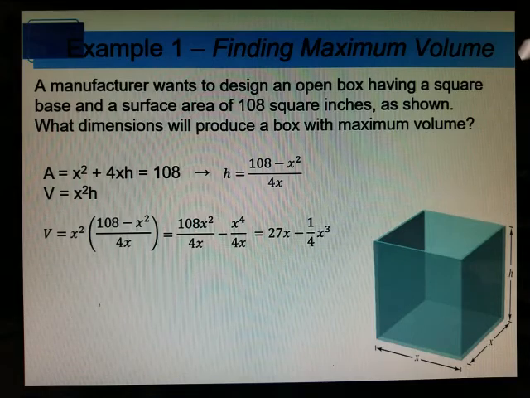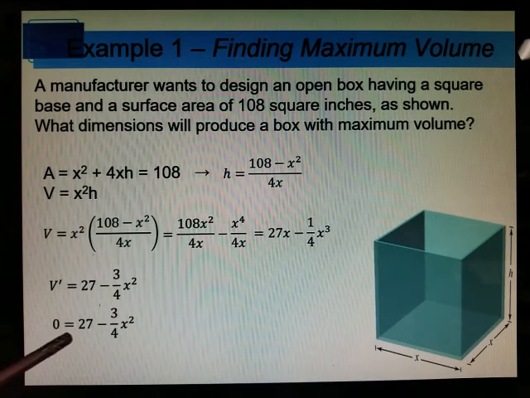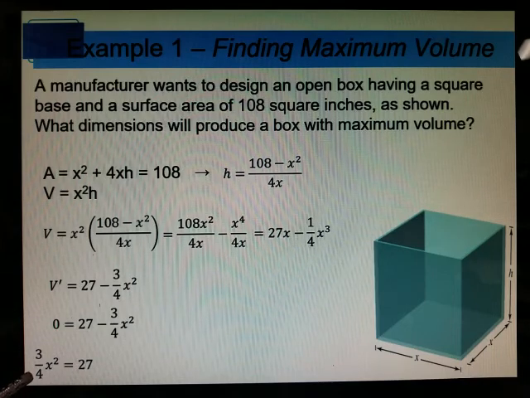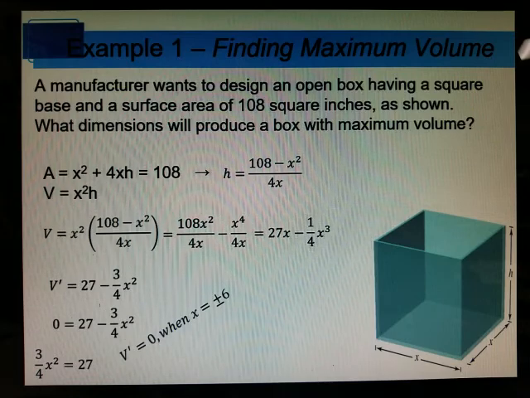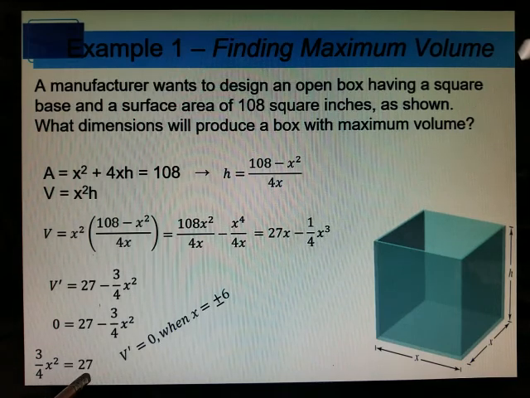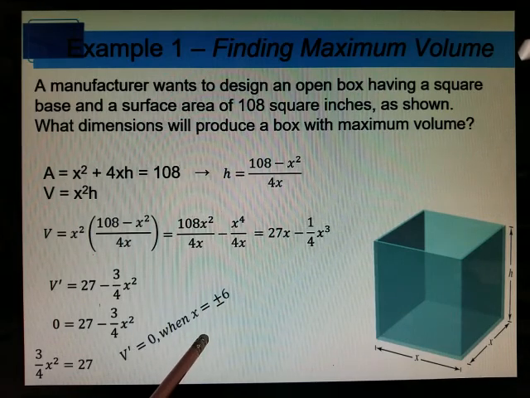So I want the maximum volume. Remember, maximum ends up happening when the first derivative is 0 or undefined. So I take my first derivative. When does that derivative equal 0? I could add 3/4 x squared over to here, multiply both sides by 4, divide by 3, and then take my square root. So when I do that, I get my critical values of x equals plus or minus 6. So again, that would be multiplying by 4, dividing by 3, which gives me 36. x squared is 36, so x is plus or minus 6 for the critical values.